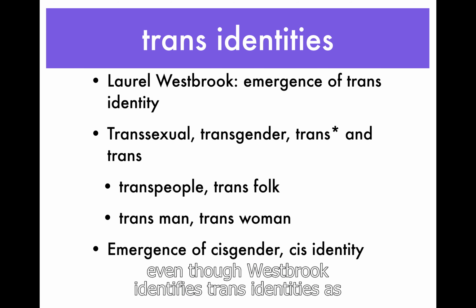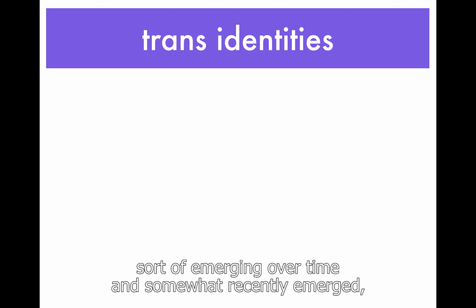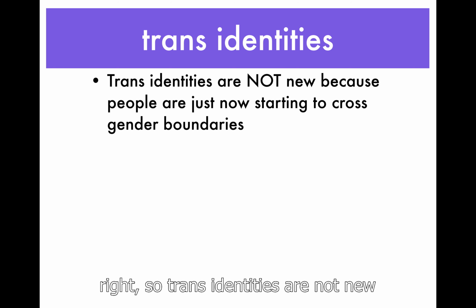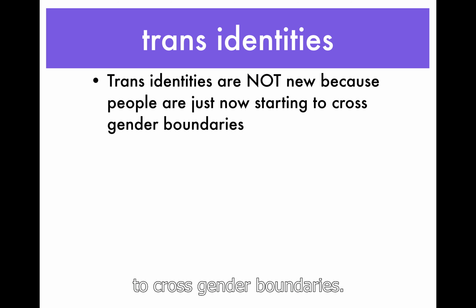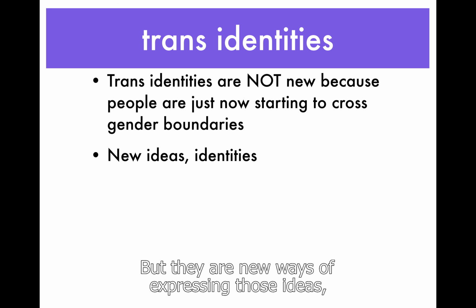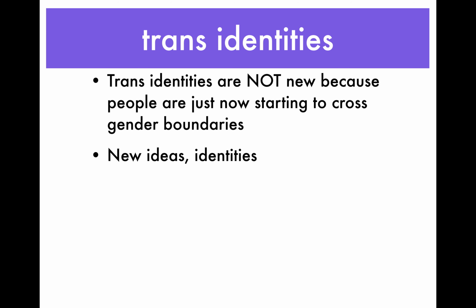And I want to emphasize that even though Westbrook identifies trans identities as sort of emerging over time and somewhat recently emerged, trans people are not new, right? So trans identities are not new because all of a sudden people are just now starting to cross gender boundaries. They're not new ideas, right? But they're new ways of expressing those ideas. They're new ways to make meaning around gender identity.